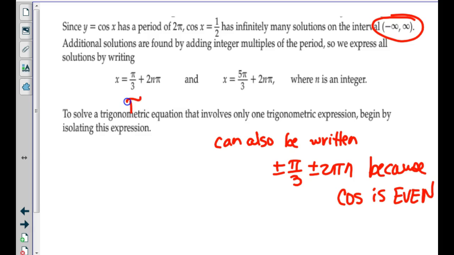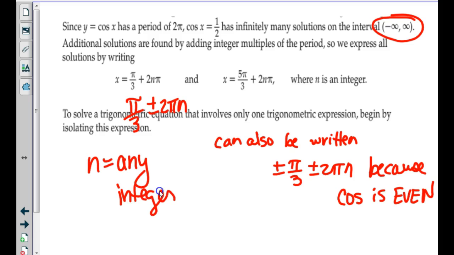Okay? Now, when I write this, I usually write pi over 3 plus or minus 2 pi n. They write pi over 3 plus 2n pi. I don't know why they put the n inside there. It doesn't really matter. You can multiply in any order. They don't put the minus because n stands for any integer. And an integer can be positive or negative, right? So you really don't need the plus or minus. I put plus or minus because it just reminds me in my head that I can go either way. And the same with the other one, 5 pi over 3 plus or minus 2 pi n. And again, they say where n is an integer.